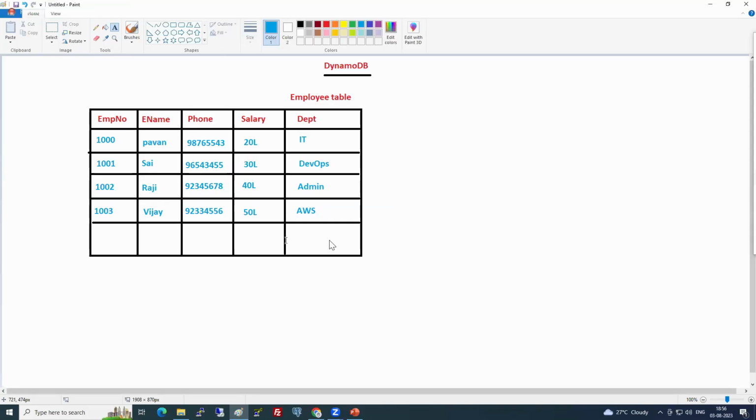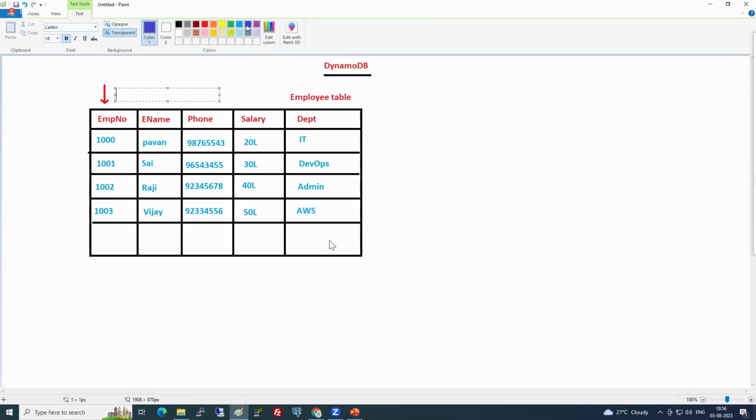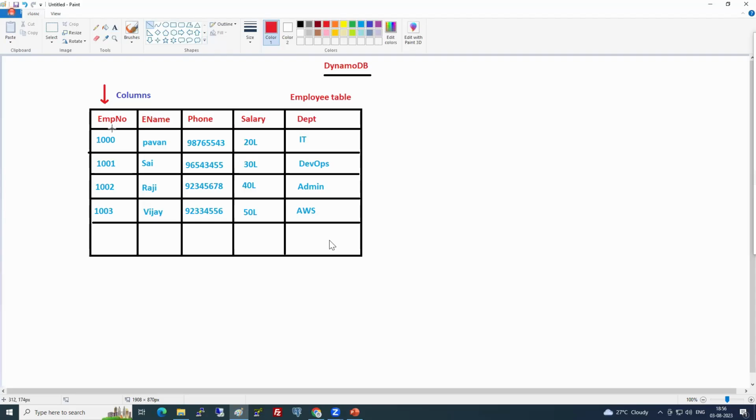Enough here. Should I keep on writing? Okay. So what are these called? The ones which I have written, they're all rows. Employee number, employee name, phone, salary, department. All this is called columns, and the rest everything is called rows. So what are these called? Columns. And what are the bottom ones called? Rows.